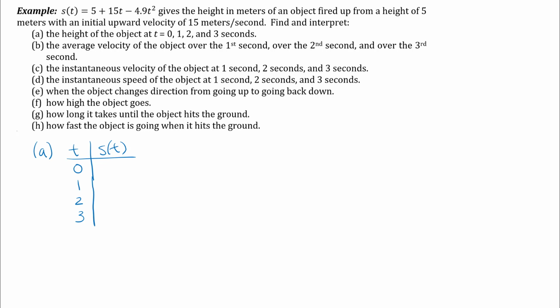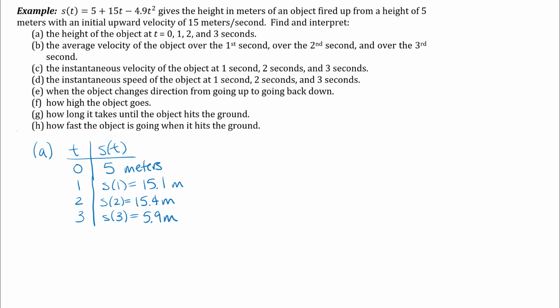So I'm going to have s of 0. I plug 0 into the s function, and I'll just get 5. That's meters, and t is in seconds. When I plug t equals 1 into my s function, I get s of 1, which is exactly 15.1 meters. Then s of 2, plugging 2 into that position function, you should get exactly 15.4 meters. And then s of 3, plugging 3 into the height function, we'll get 5.9 meters.